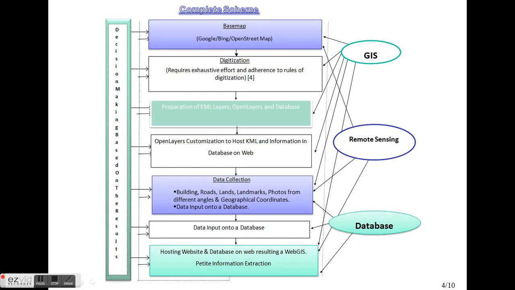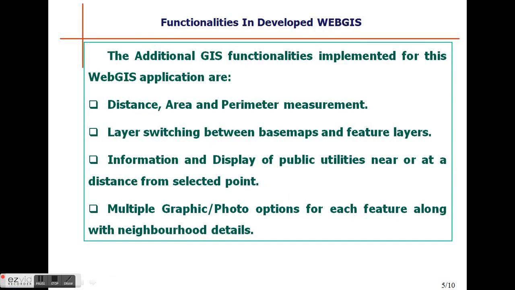Since GIS consists of various functionalities, the functionalities added and provided in this Web-GIS are all types of measurements, on-the-fly switching, finding the public utilities near a point of interest, then photographic views from different angles to support the information extracted, and neighborhood details. This is also provided in this Web-GIS.